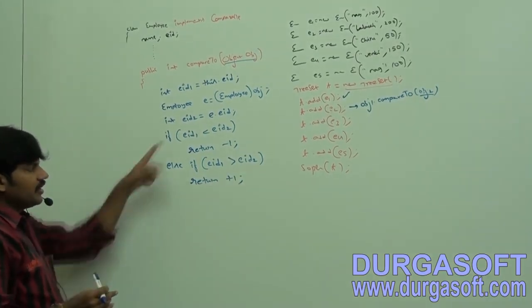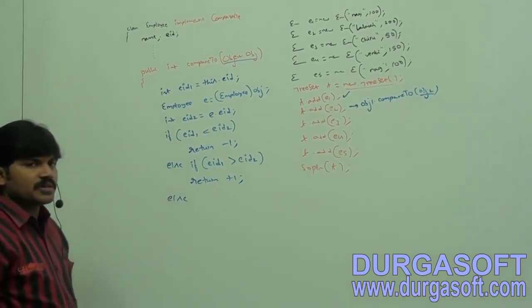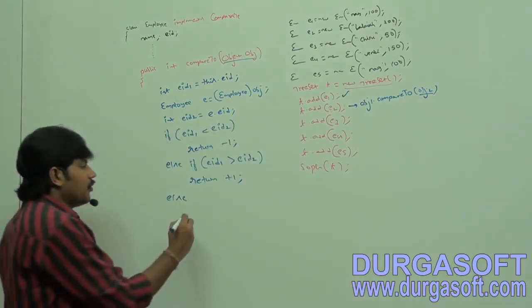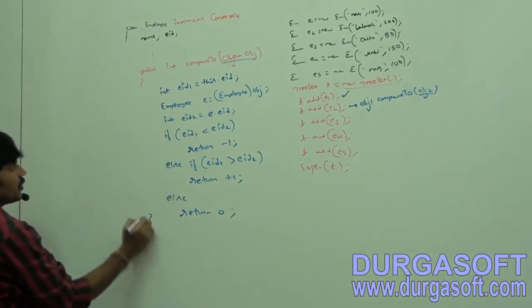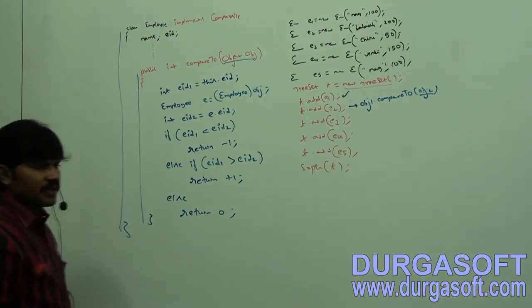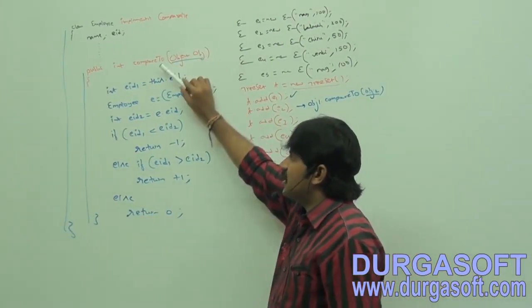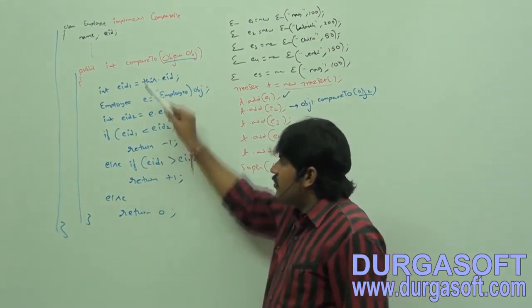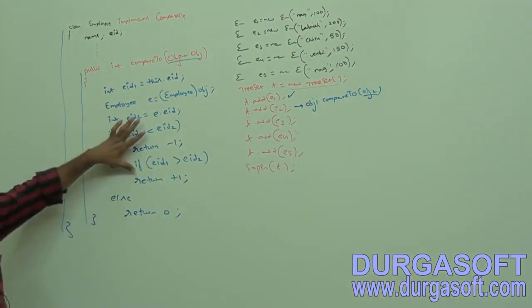Otherwise, both employee IDs are the same. Two employees with the same ID means equal, and equal means duplicate, so return 0. That is the end of the compareTo method and the end of the Employee class. Are you getting it? So inside the Employee class, by implementing Comparable and the compareTo method, we define the natural sorting order. Can you tell which is the natural sorting order? Sorting based on ID.